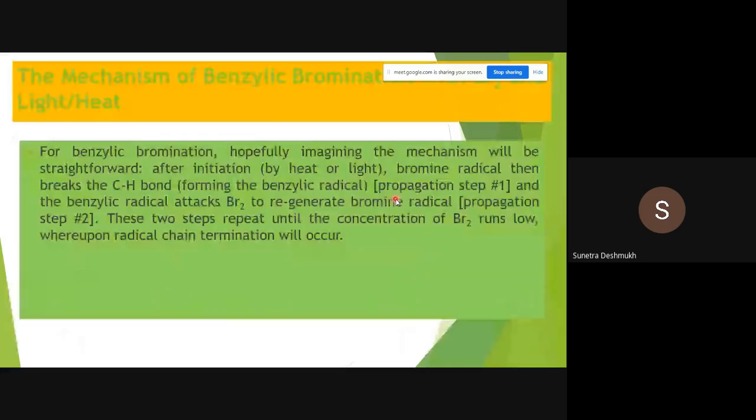What was the explanation for benzylic bromination? The mechanism will start after initiation by heat or light, giving the bromine radical.